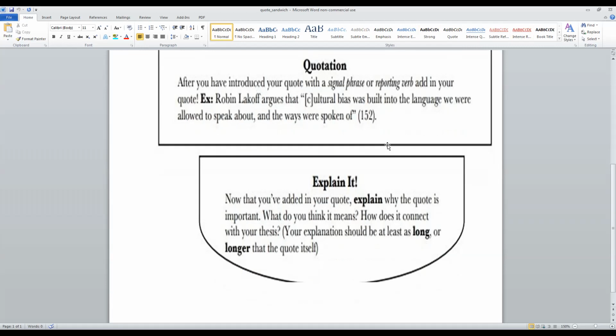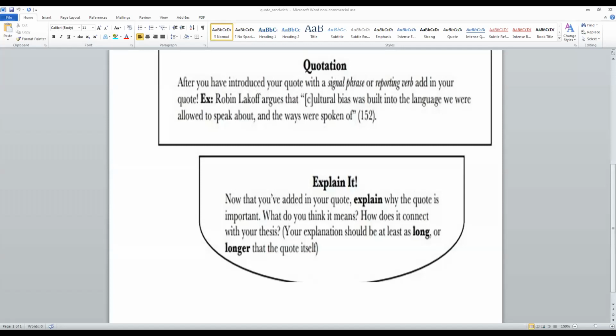Now, lastly, before you completely exit the entire process, you should explain the quote. And this is what makes the difference between an excellent paper and a mediocre paper. Because once you've added in the quote, you shouldn't just drop the mic and walk away. You should explain why it's important. What do you think it means? How does it connect to the thesis that you're trying to drive at? And the explanation that you provide, by the way, should be at least as long, or in many cases, longer than the actual quote itself.